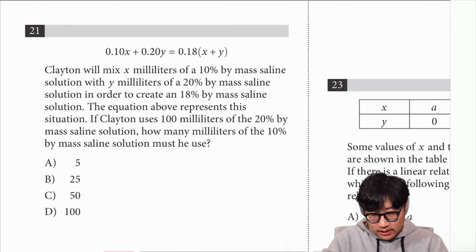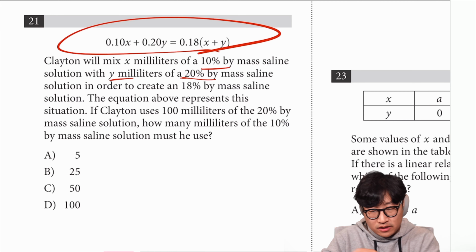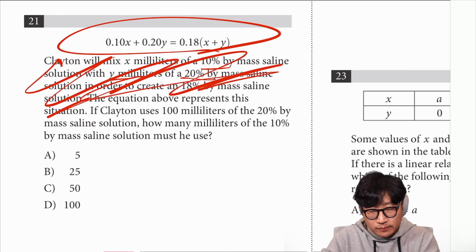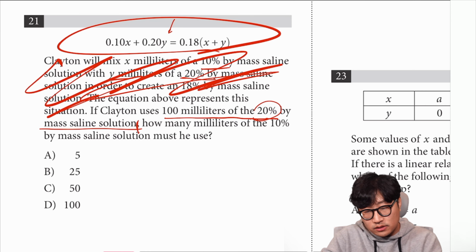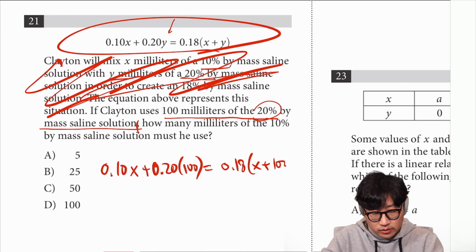Number 21, Clayton will mix X mils of 10%, Y mils of 20%, but that's all in here, so why would I read that? Whatever. So if Clayton used 100 milliliters of the 20% in the solution, so the 20% version is the Y, so I guess Y is 100. So all you gotta do is just punch that in. 0.10 plus 0.20 times 100 is equal to 0.18 times X plus 100. So there you have it.